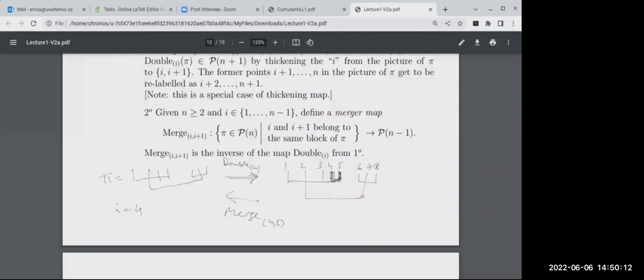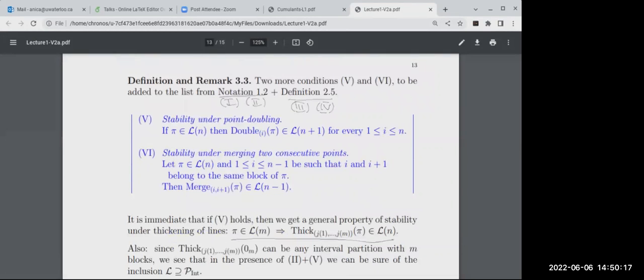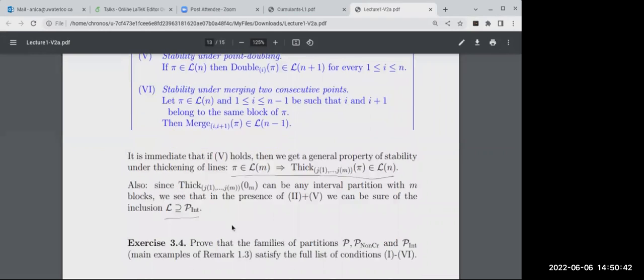My conditions 5 and 6 are stability under doubling and merger. Of course, any thickening of points can be achieved by repeated doubling. So if I ask for 5, then every thickening will keep me inside my coherent family. Another observation is that any interval partition is a thickening of the 0 partition, because you take every dot and make it an interval.